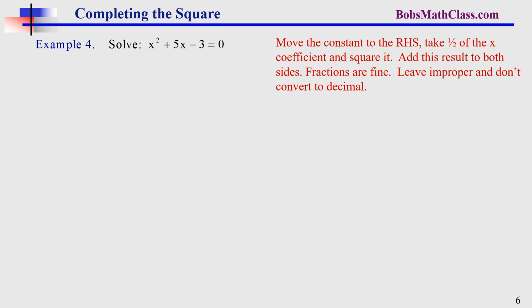First step, add 3 to both sides. So the 3 becomes positive. Okay, now we got to figure out what number we are going to add. Well, we're going to take 1/2 of the x coefficient, so 1/2 times 5. Think about the 5 as a 5 over 1. So if you multiply straight across, that gives you 5 over 2. What's next? Right, we square it. Square both top and bottom. That's 25 over 4. So that's the number that we're going to add to both sides.